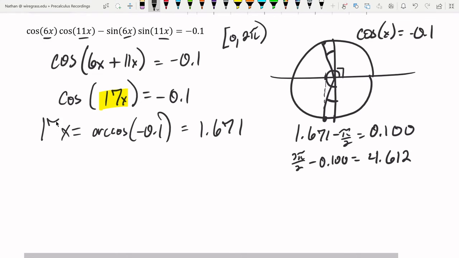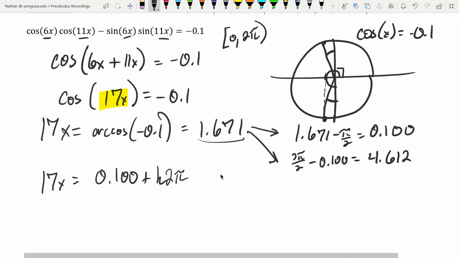I should say 17x equals this. But it's not just that, right? It's also both of these things, because our cosine is only limited between 0 and pi. It never goes above pi, so it will never get to this angle here. So 17x is going to equal 0.100 plus k times 2 pi. Those are all the angles, where k is just an integer. And 17x is going to equal 4.612 plus k times 2 pi, where again, k is just any integer.